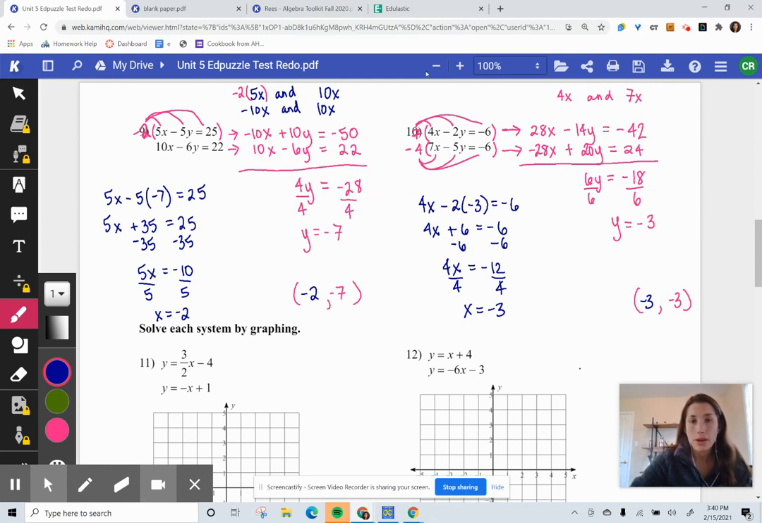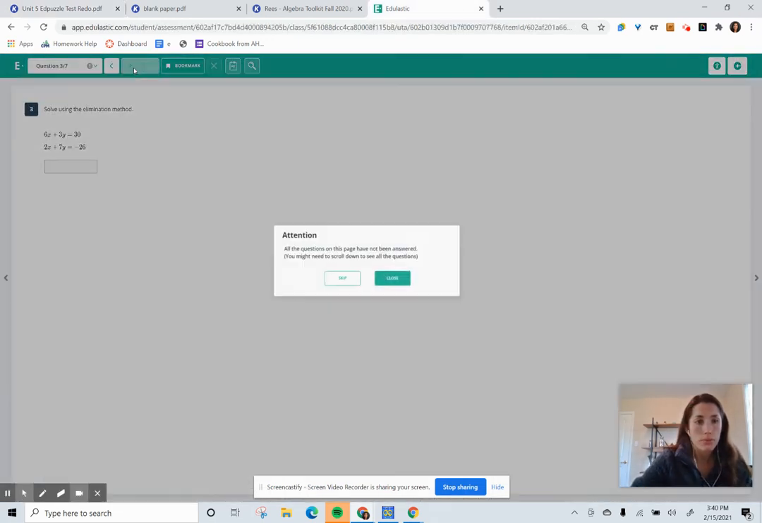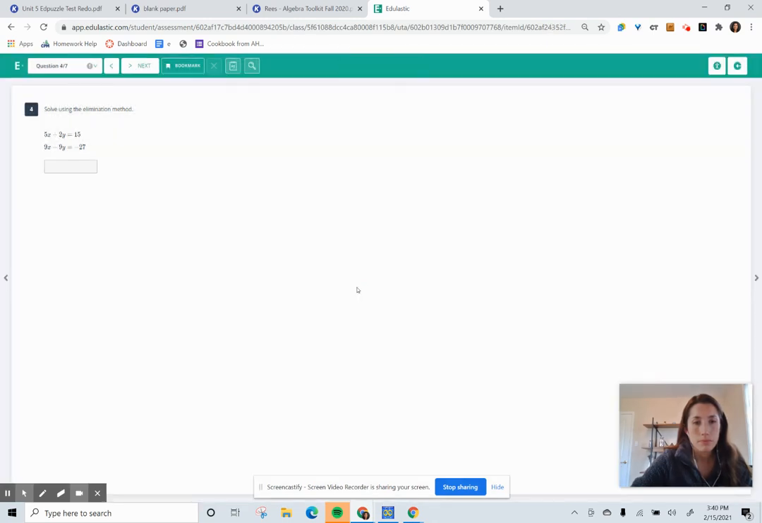Okay, now you're going to try on Edge Elastic question number 4. So you're solving for x and y in these two equations.